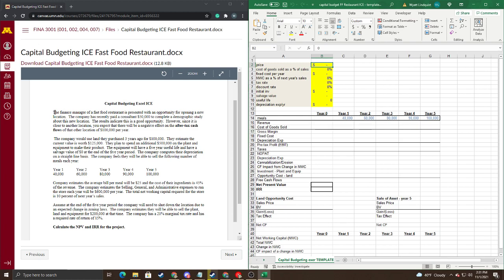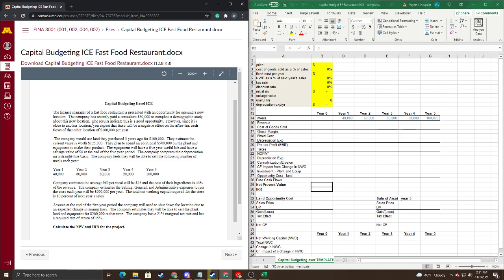So let's get started. The finance manager of a fast food restaurant is presented with an opportunity for opening a new location. The company has recently paid a consultant $50,000 to complete a demographic study about the new location. This is our first piece of information, but it's actually unimportant because this consultant was paid $50,000. That's a sunk cost, and so we'll never really need to account for that. Maybe we could put it down somewhere, but it's going to end up being unimportant, at least for this problem, so we're just going to skip right over it.